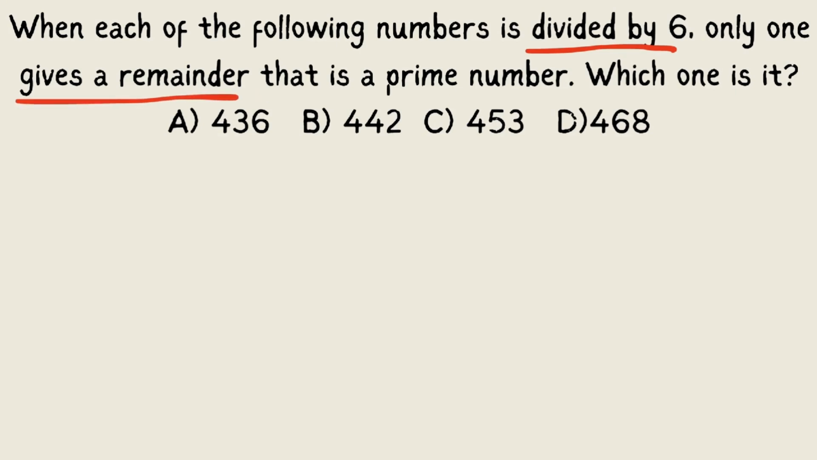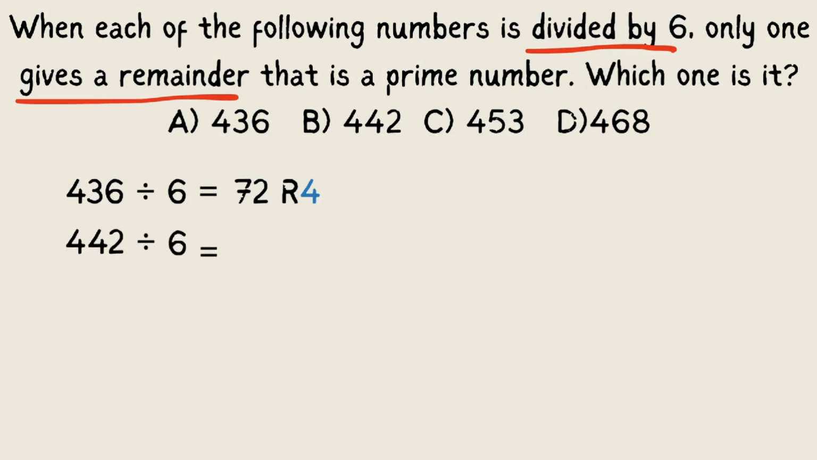So let's do this and start off by going through the answer choices. For answer choice A, 436 divided by 6 is 72 with a remainder of 4. By the way, the capital R here represents remainder. 4 is not a prime number because you can also divide it by 2. So let's check the next answer choice.